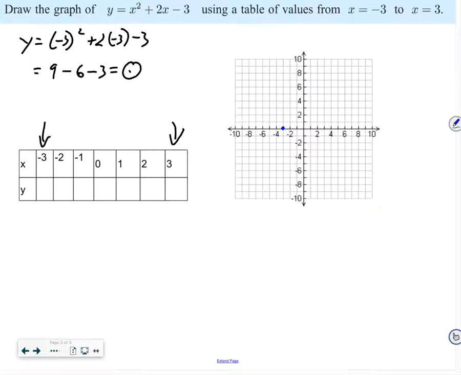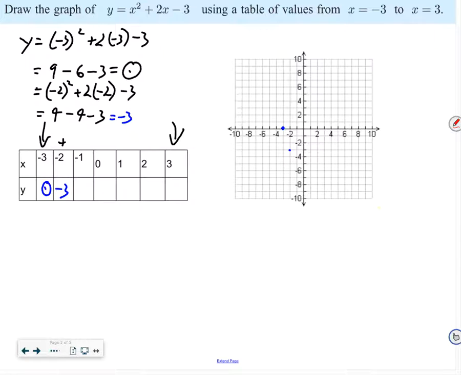Okay, so do that again, now with negative 2. So I get negative 2 squared plus 2 times negative 2 minus 3. I'm going to get 4 minus 4 minus 3. So that is going to be minus 3. Let me add 0 here.